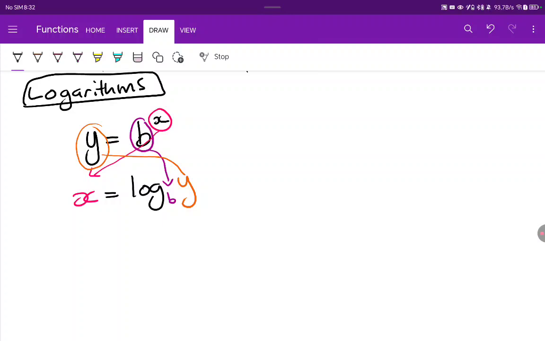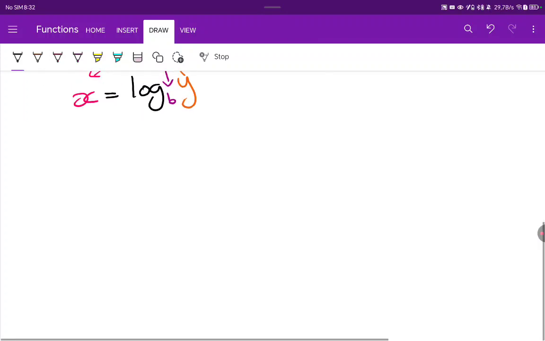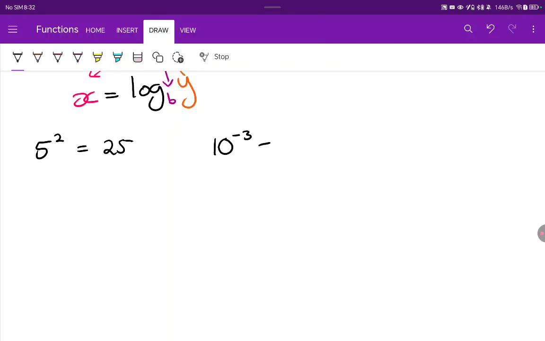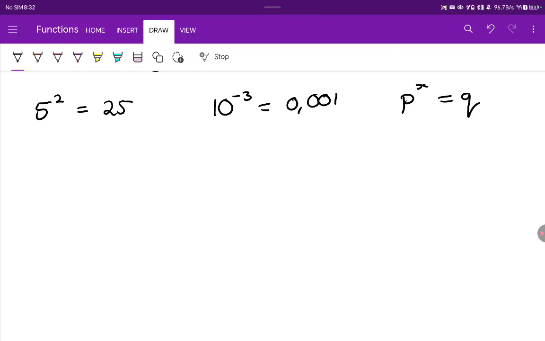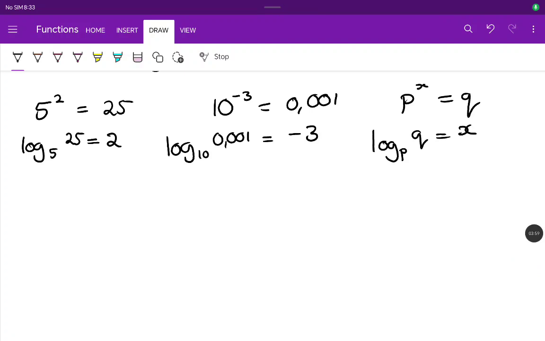So just for this quick session, let's do a couple of practice runs. If I gave you 5 squared equals 25, 10 to the power of negative 3 equals 0.001, and p to the power of x equals q, write those real quick as logarithms. You can pause and then restart. Okay, so those are the responses that you got.